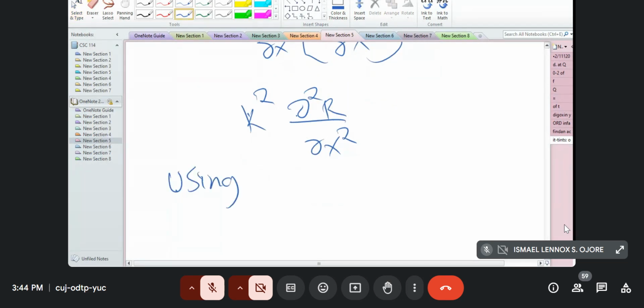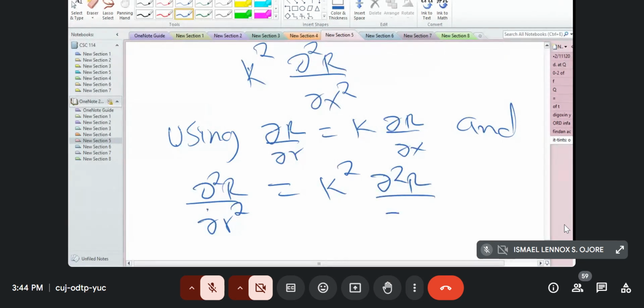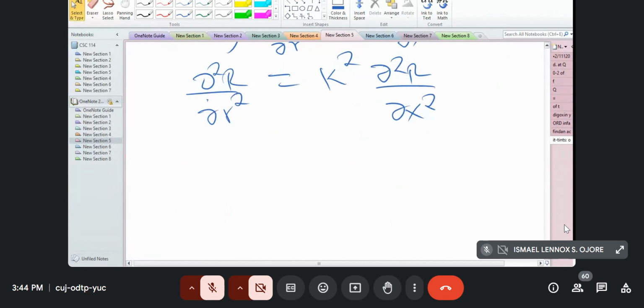Using partial capital R, partial little r equals K partial capital R, partial x, and we hadn't labeled the equation, so anyway, we'll just say using this, and partial squared capital R, partial small r squared equals K squared partial squared capital R, partial x squared. We have the following.